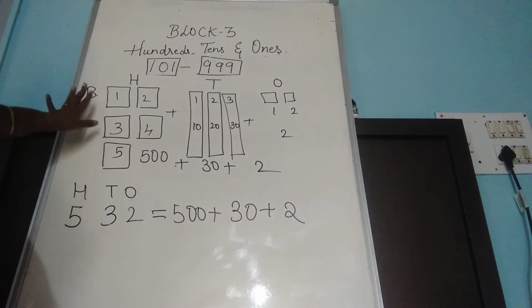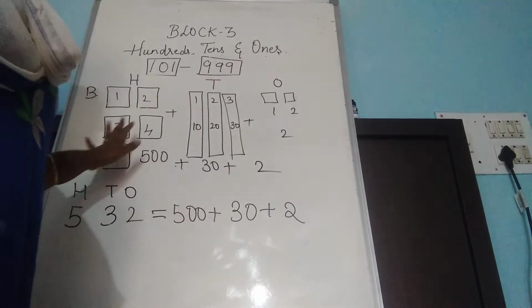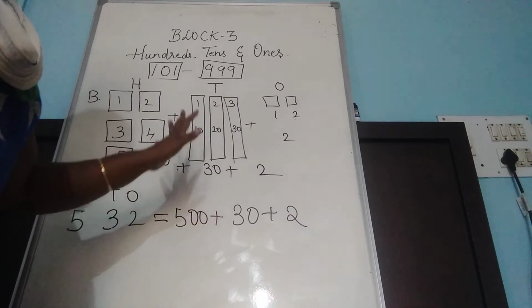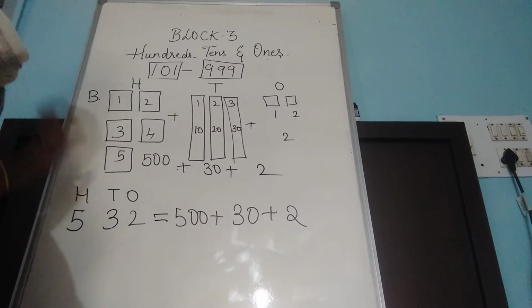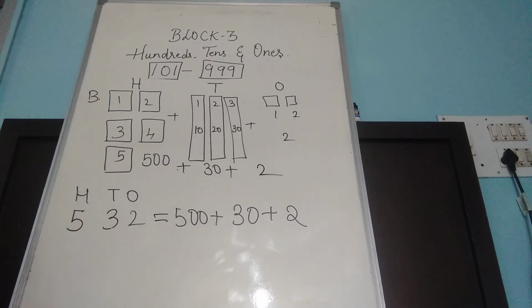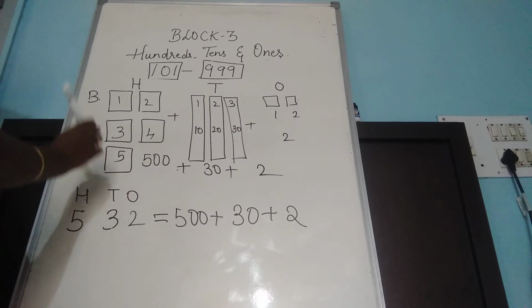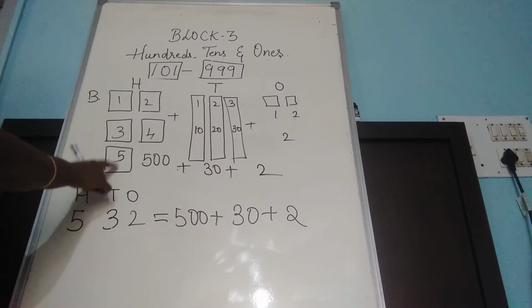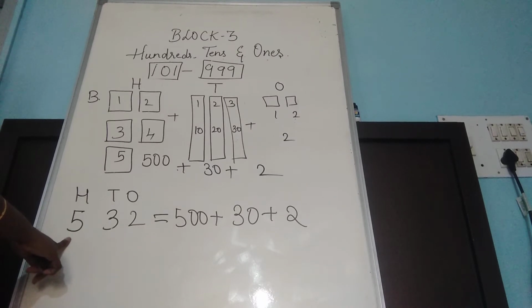Children, here they will give you the picture representation. For each picture representation, you need to find out what number is there in the representation. Okay? So here in the hundreds column, 1, 2, 3, 4, 5. So there are 500. So in the hundreds column, you are represented by number 5.